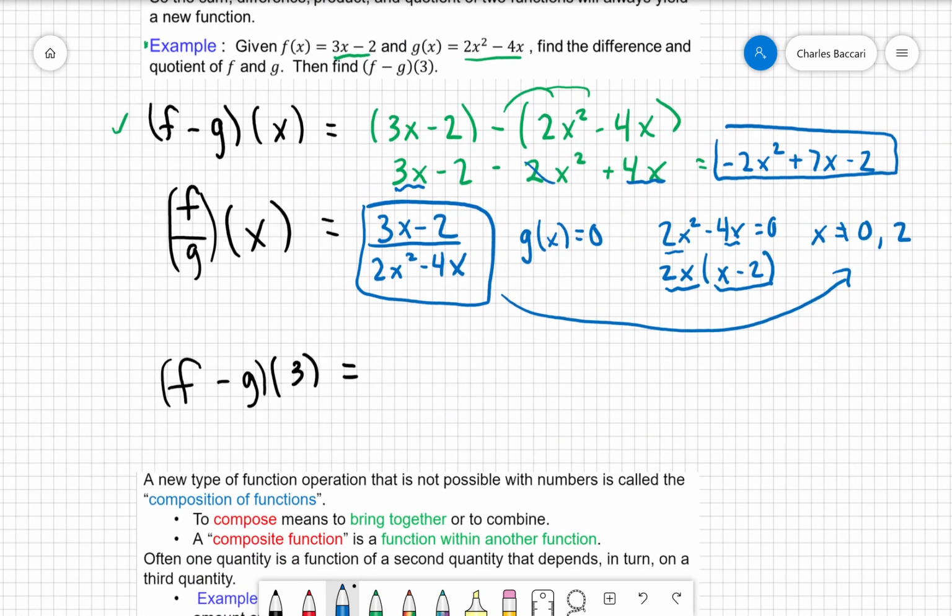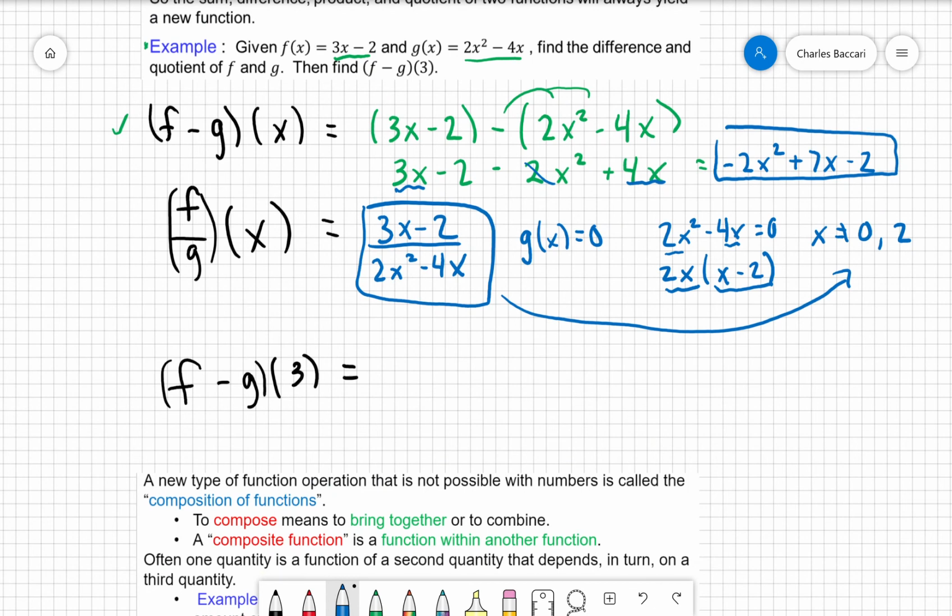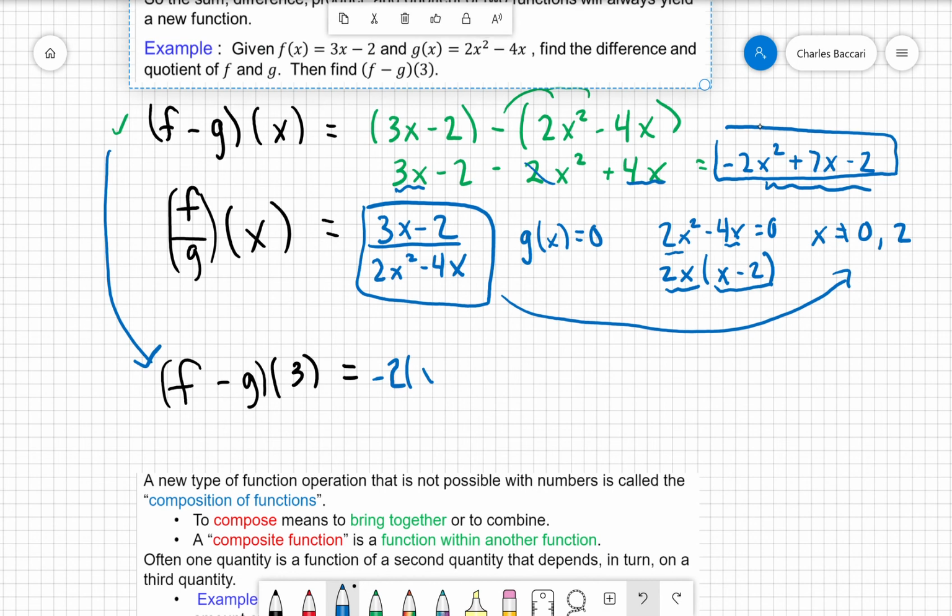Okay, now for the last one, f minus g, we can plug in 3 into f minus g of x. So since we've already found this, we can use this equation that we got up here. And we have negative 2x squared plus 7x minus 2. I have done that incorrectly. Give me 1 second. Sorry.